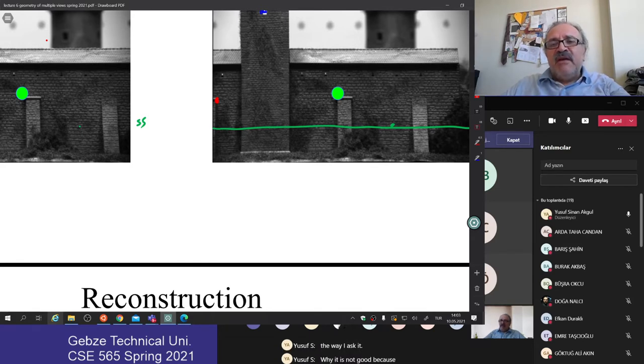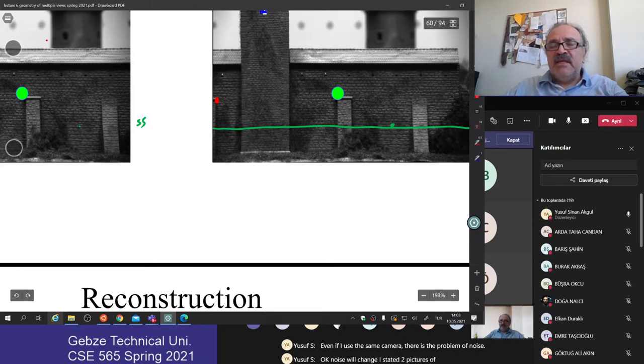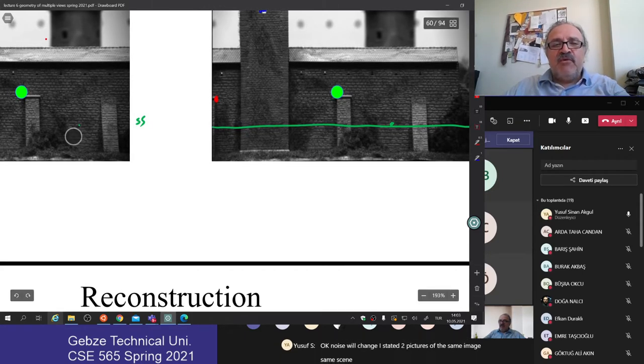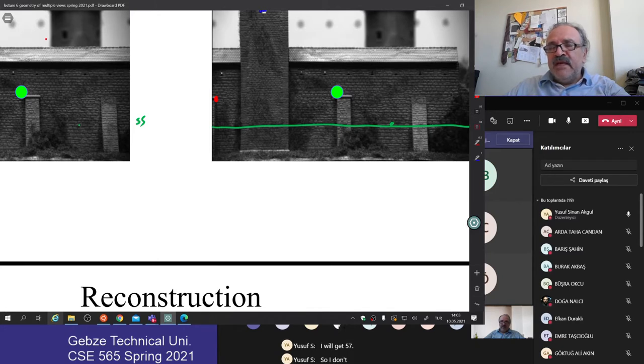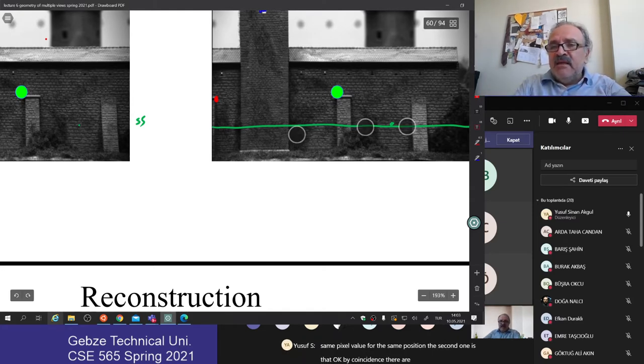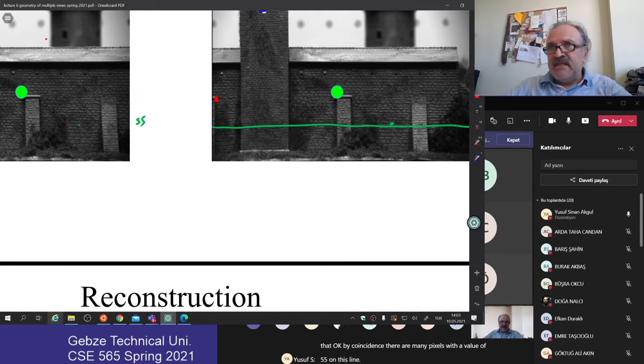Because my left camera and right camera don't have to produce the exact same pixel value, right? Even if I use the same camera, there is the problem of noise. If I take two pictures of the same scene, sometimes I will get 55 for this one, sometimes I will get 57. You will not get the exact same pixel value for the same position. The second problem is that, by coincidence, there are many pixels with a value of 55 on this line. So it's not a good idea to compare pixels to pixels.